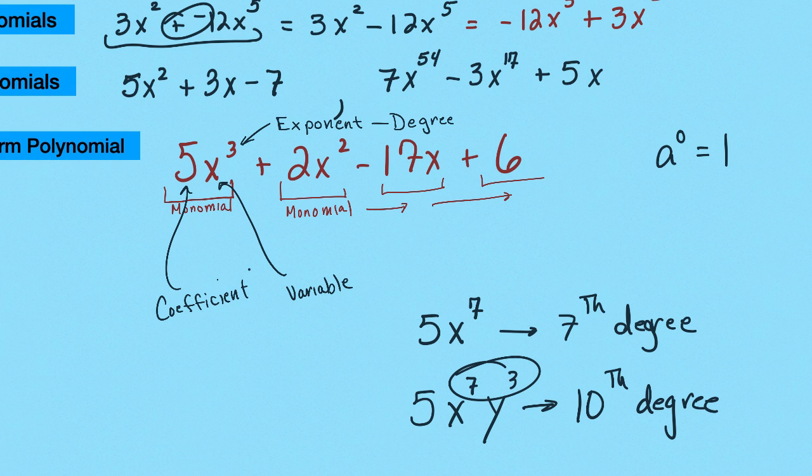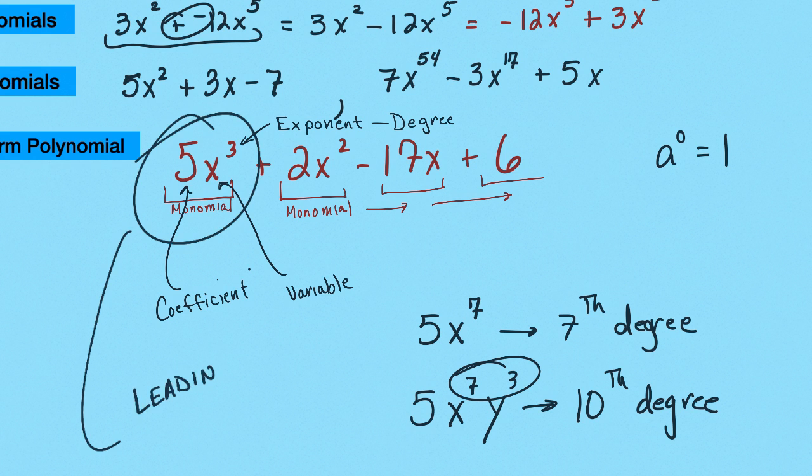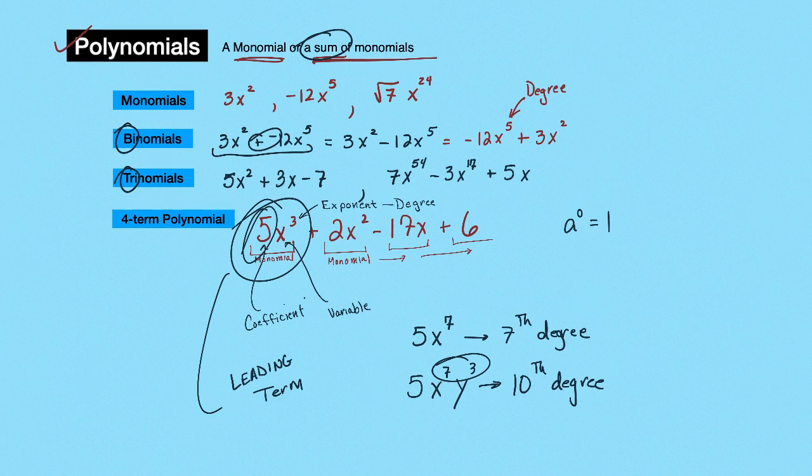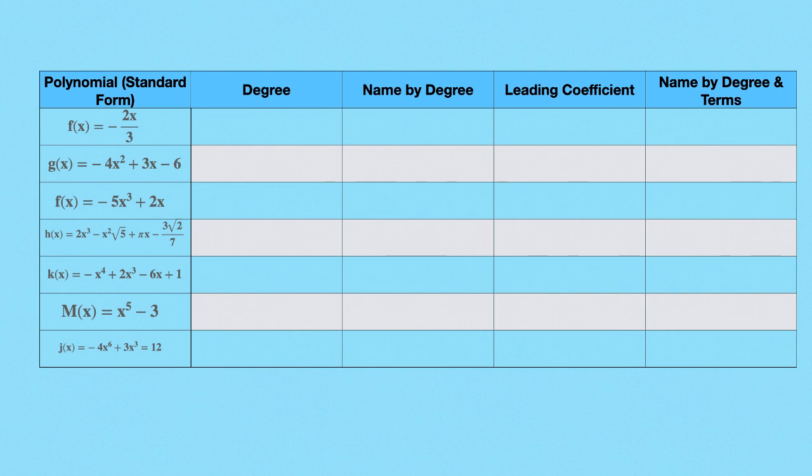Now, when it's in standard form, we can get a little more specific about it. So here's your leading term, we call it. And the lead term is your highest degree term. And so one of the things we get asked about is what's the leading coefficient? And so the leading coefficient is the coefficient of the leading term, just 5. And we'll see that in this table here coming up. So take a look at this thing. I'll show you quickly what's going on here.